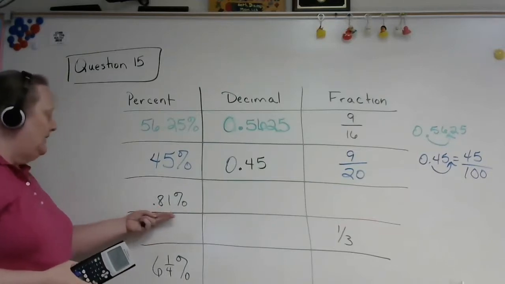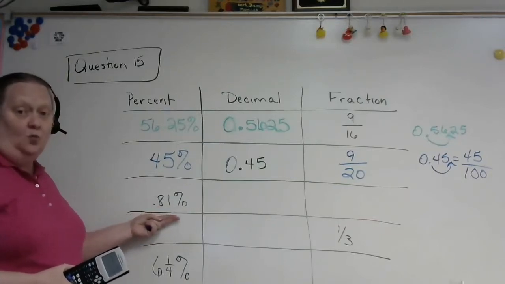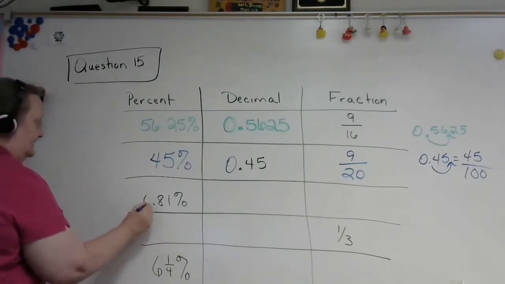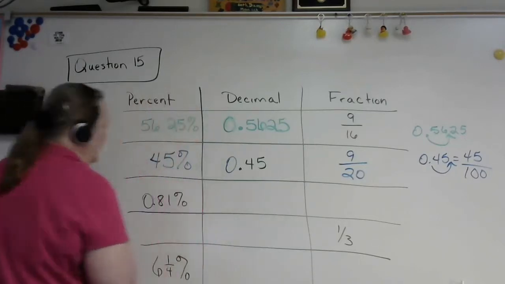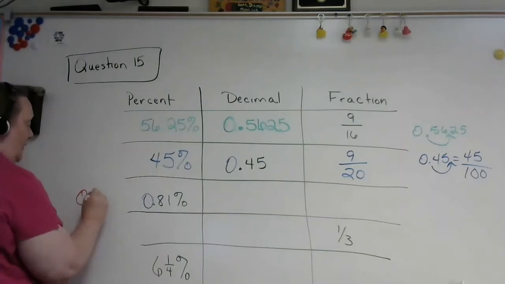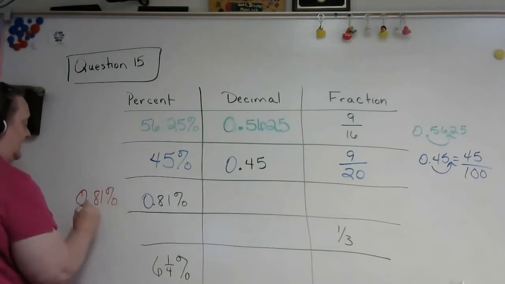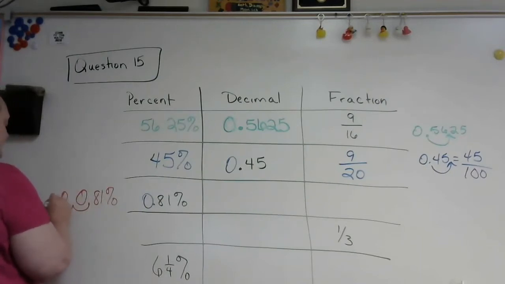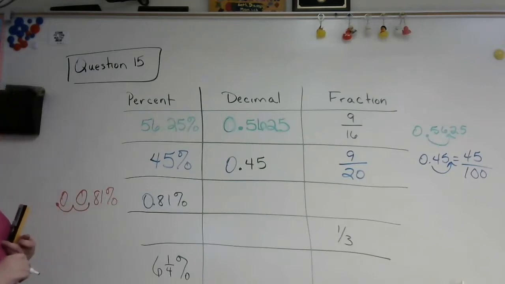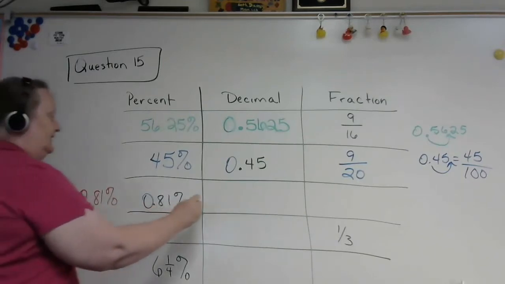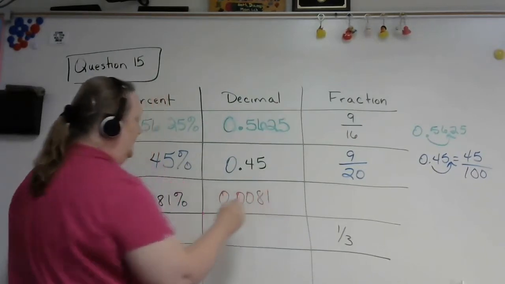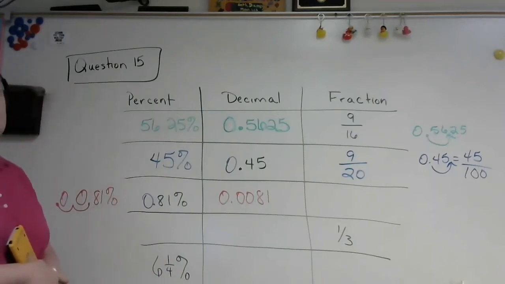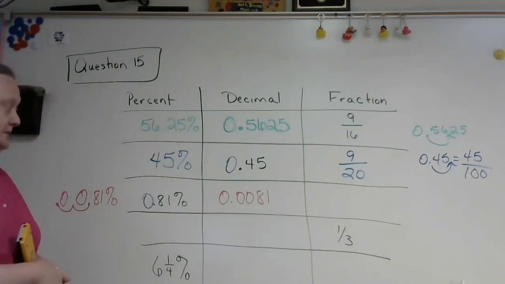In this next problem, I'm given 0.81%. So that does again have that leading 0. The decimal would be moved to the left 2 places, and so that would need to add an extra 0, and that would give me 0.0081. Remember that decimal percents are going to give you very small numbers.